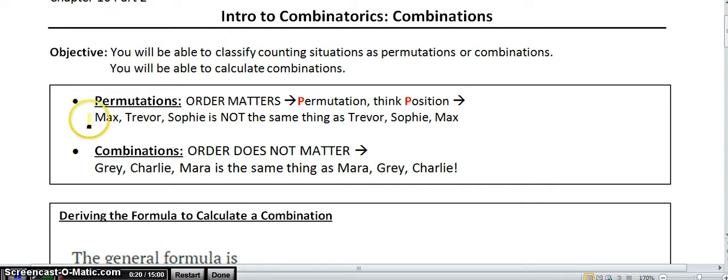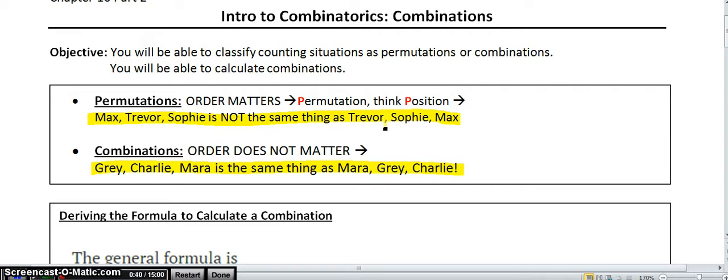The best way to think about this is the example I wrote in here. In a permutation, Max, Trevor, Sophie is not the same as Trevor, Sophie, Max. If Sophie got third place and then she got second place, it wouldn't be the same thing. And in a combination, order does not matter. So Gray, Charlie, Mara is the same thing as Mara, Gray, Charlie.